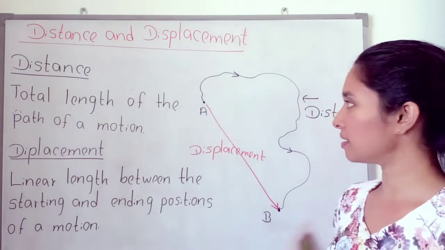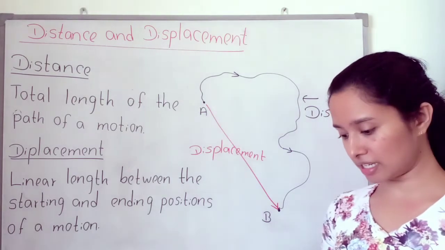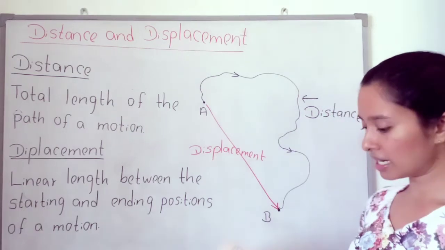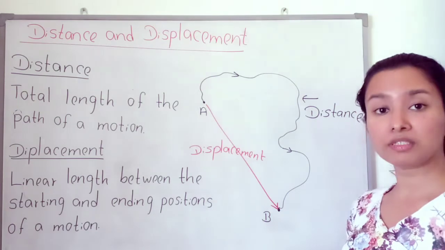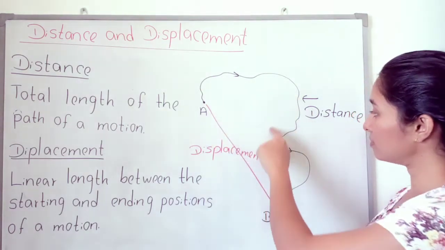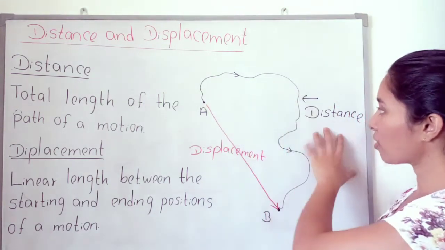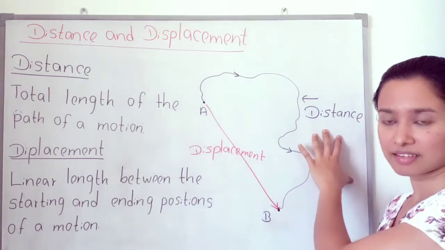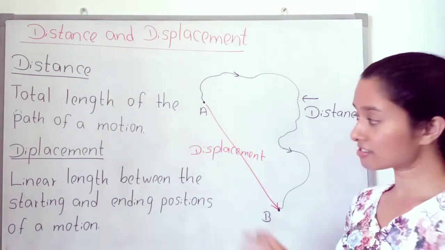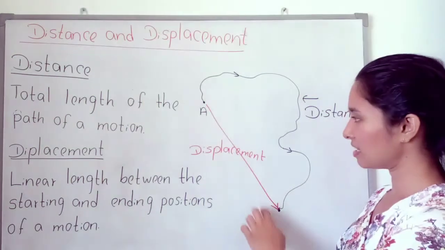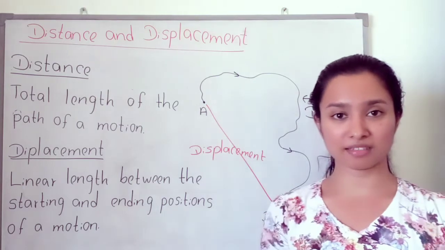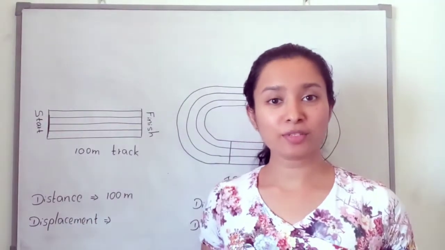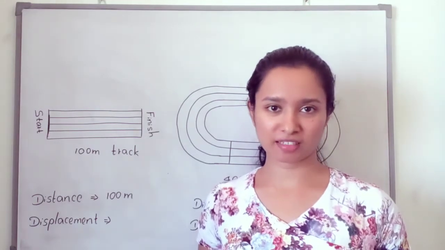So you can remember the previous practical, activity 16.1. The length of the road, think these are the two cities. The length of the road between two cities, that is called distance. And the straight length between two cities, that is displacement. So distance and displacement. Understood? We are talking about distance and displacement.